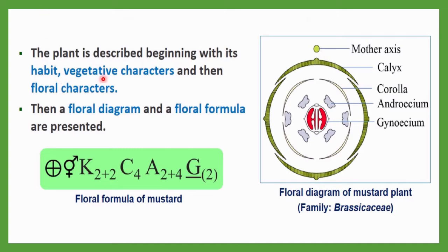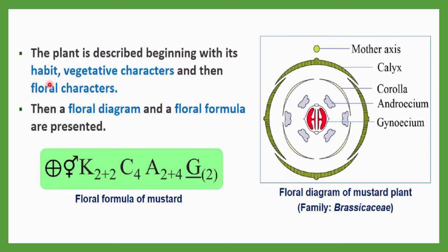The plant is described beginning with its habit. So whenever you describe any plant, at that time you should start with the habit. Okay, what is the habit of that particular plant? Then you have to discuss vegetative characteristics.